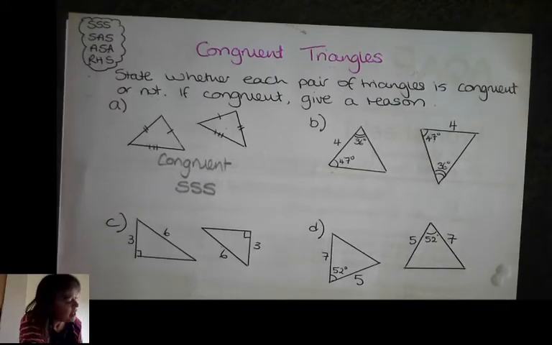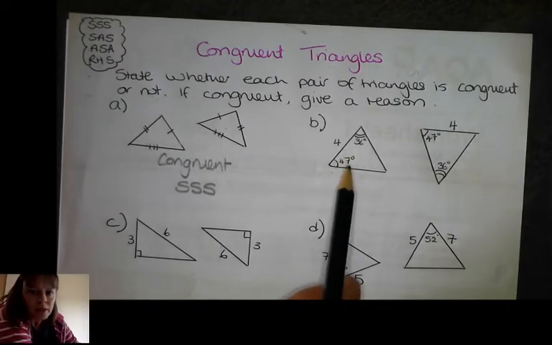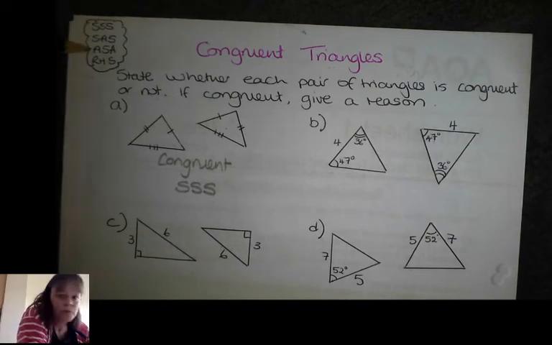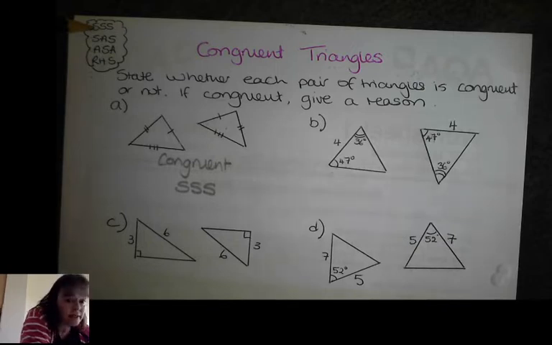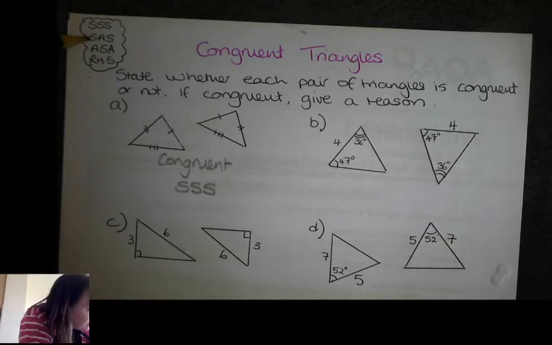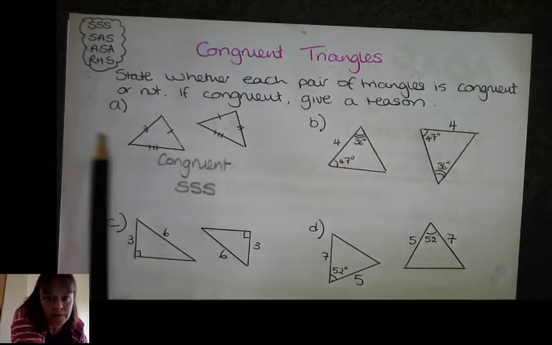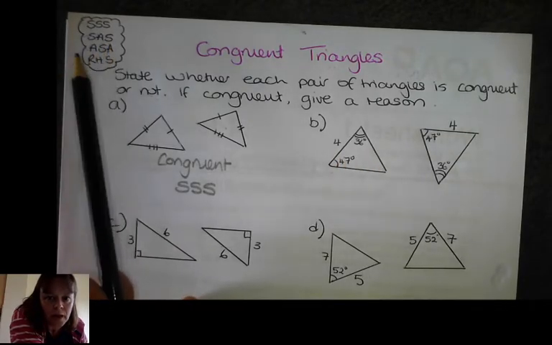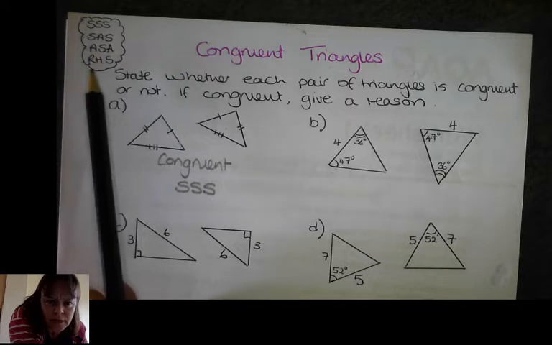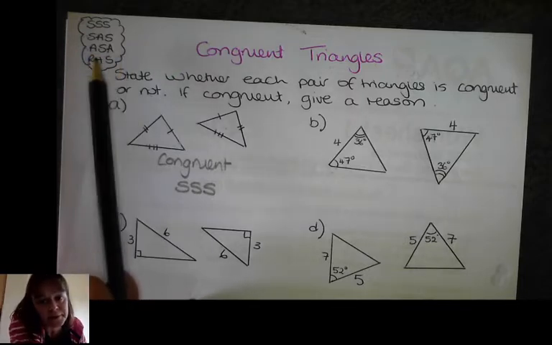Okay, next up, let's look at this one. So again, I'm looking at these 4 rules and thinking, do I have any of these 4 rules? Do I have side, side, side? No, I don't have 3 sides this time, so I can't use that rule. So let's look at this rule. This rule says side, angle, side. Well, I don't have 2 sides, so I don't think I can use that rule. So now let's look at this rule and get rid of this one first. This says right angle. I haven't got a right angle, so I'm ignoring that one.